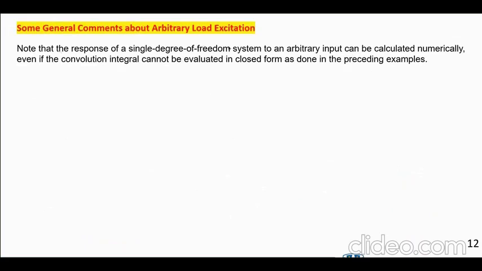Note that the response of a single degree of freedom system to an arbitrary input can be calculated numerically. For example, even if you cannot do that Duhamel integral, that convolution integral, exactly, once you give me the t, I have basically an integral over a given time of some stuff. And you can give it to a package, or you can do the numerical integration yourself and get the value. So you don't necessarily have to know how to integrate that exactly, because it may not be possible.